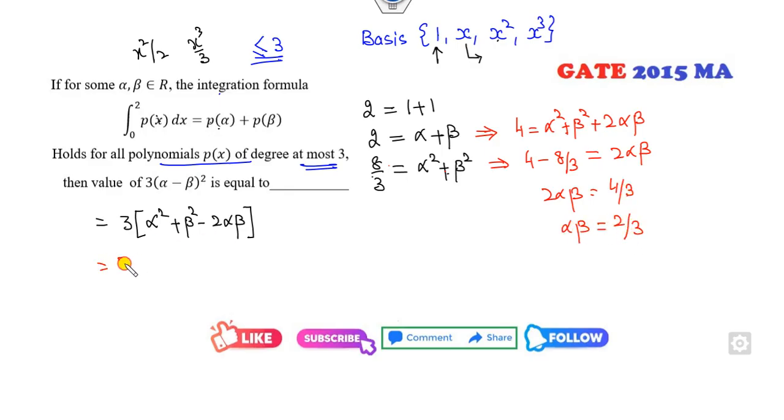So I can substitute here. This is 8 over 3 minus 2 into 2 over 3. So what is that? The 4 is my right answer. There is no need of this one. If you need, then you can use that.